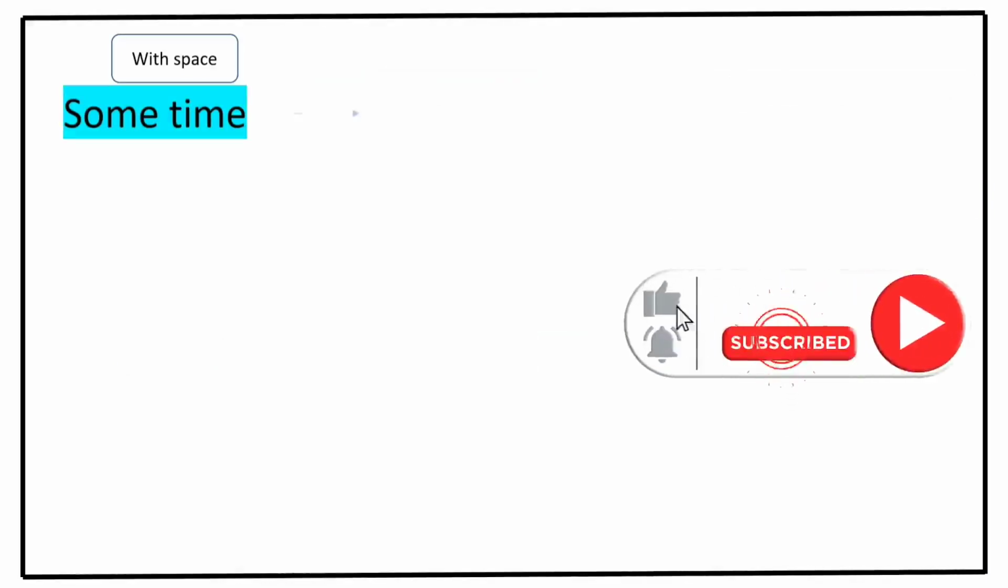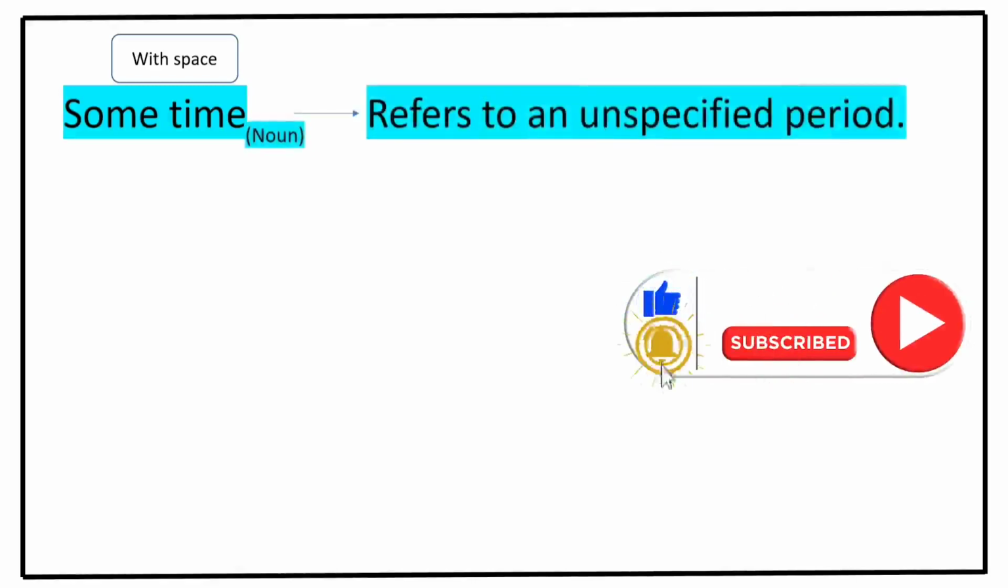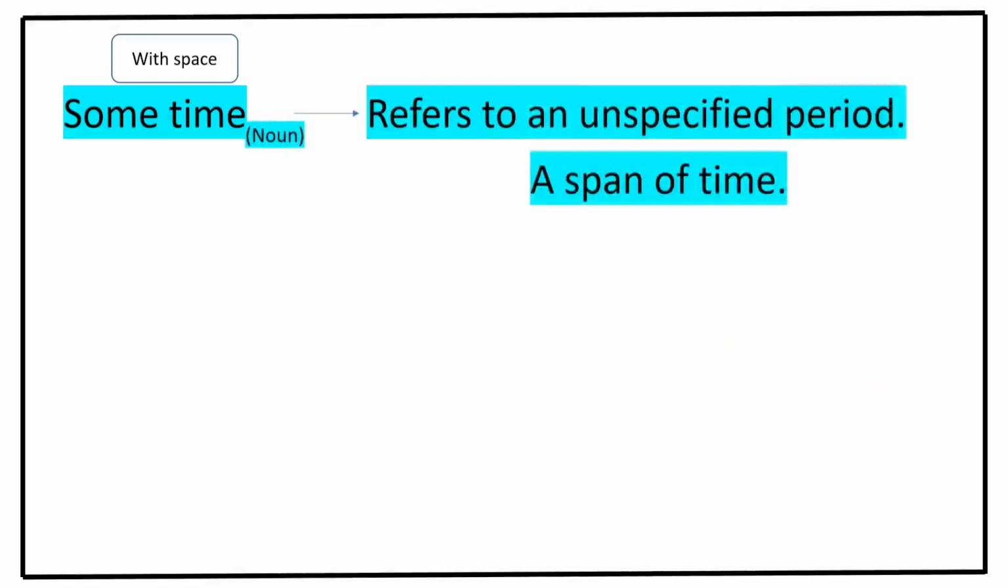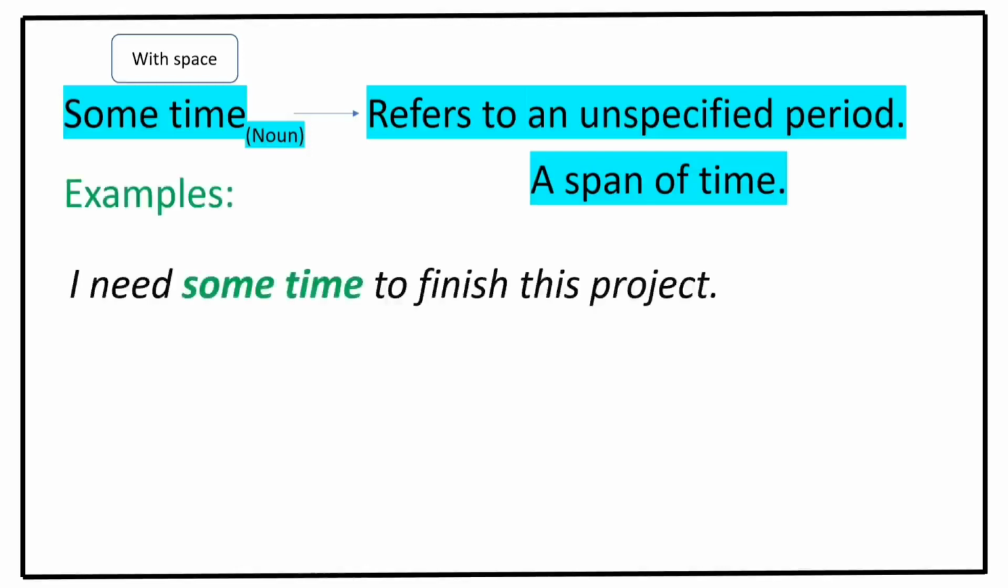"Some time" with a space is a noun phrase that refers to an indefinite period of time. It refers to a span of time. In fact, it often means a long time. For example, I need some time to finish this project. It implies a need for a certain amount of time without specifying exactly how much time is required.